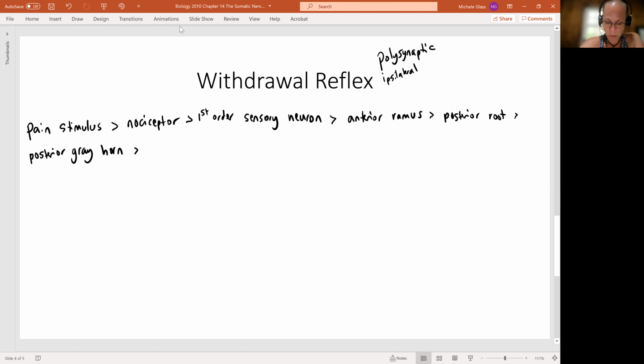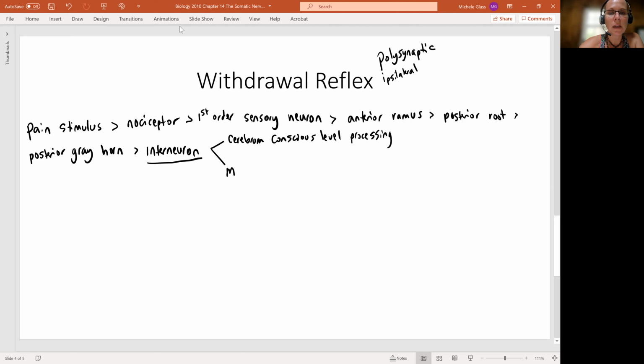discussions. And what we see here that's different from the stretch receptor is we're going to synapse here on an interneuron. And the significance of the interneuron is that it has a branch that's going to actually go up to the cerebrum for conscious level processing. But even while that's happening, we're going to get an automatic response.